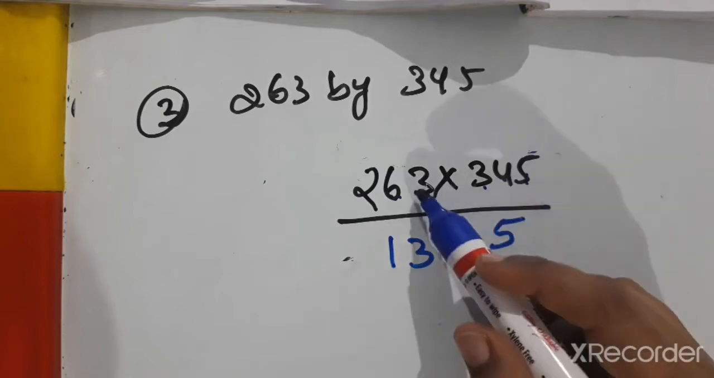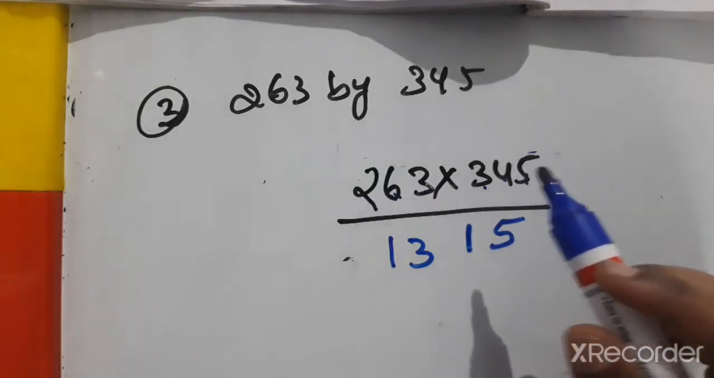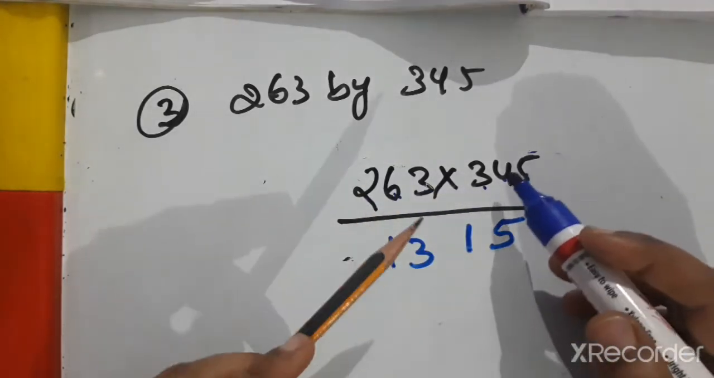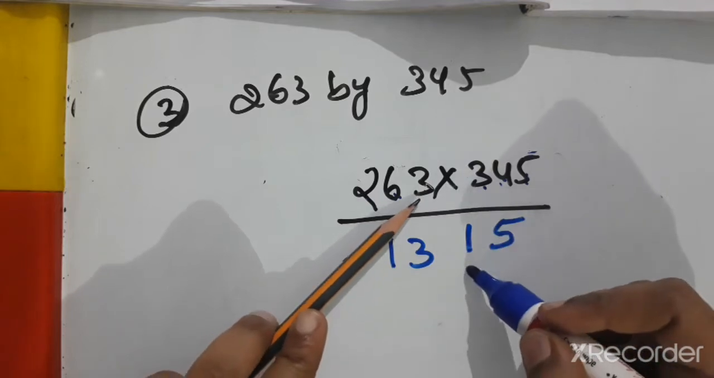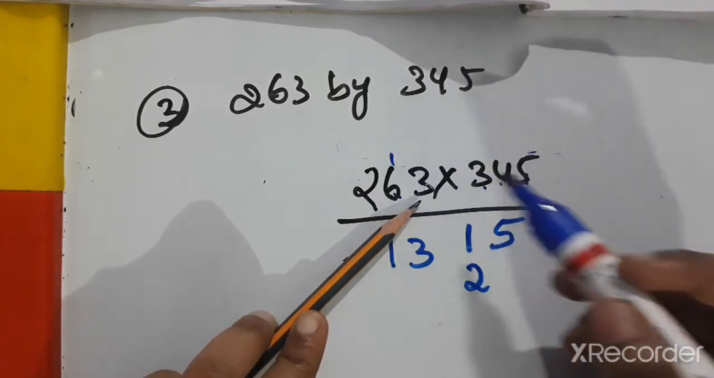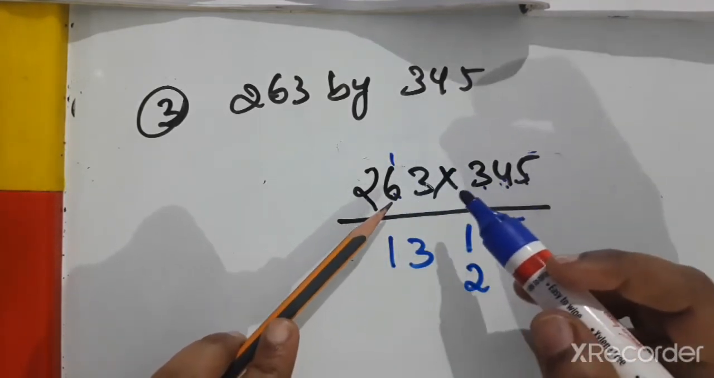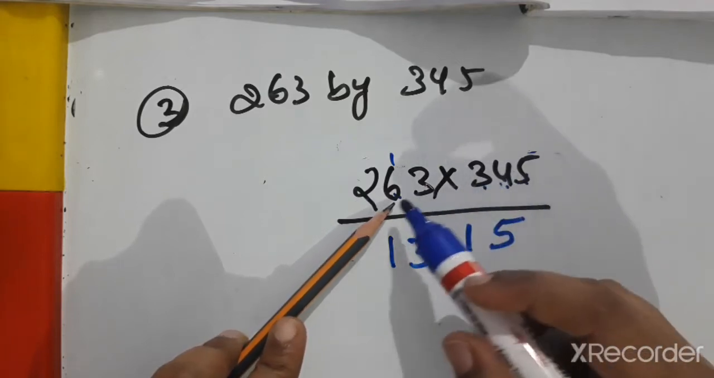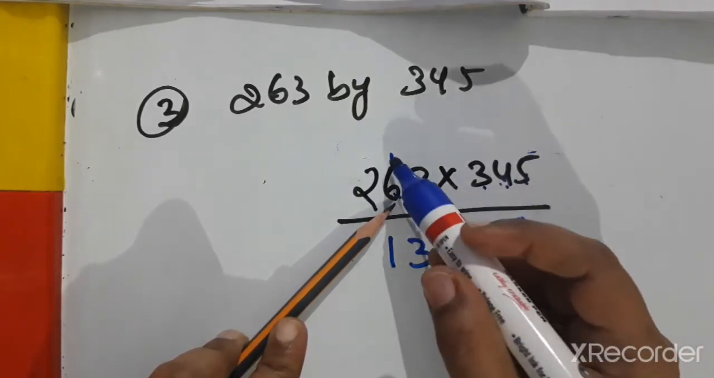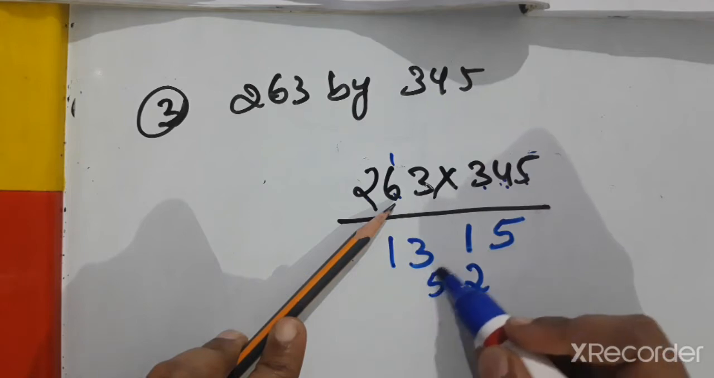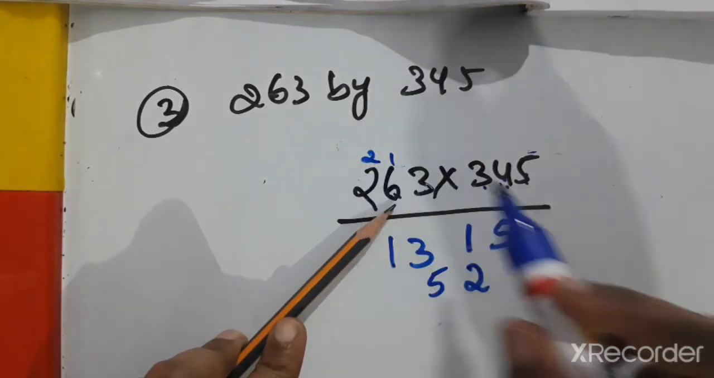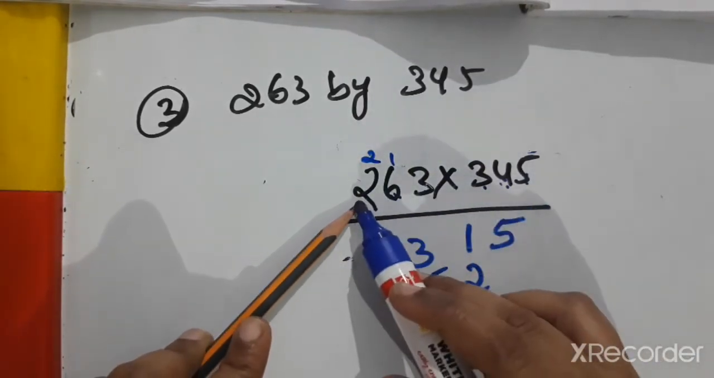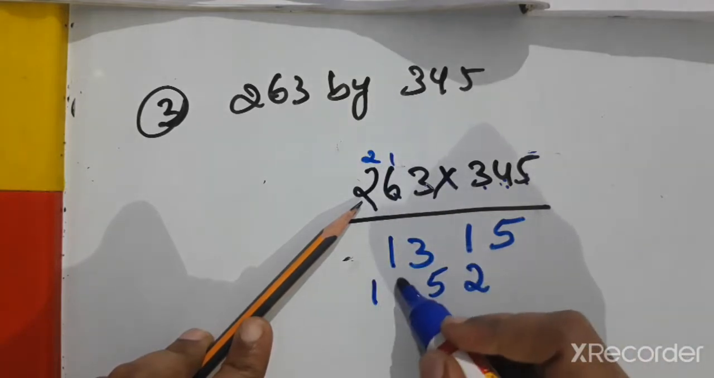Now with 4 we have to multiply each number. 4 3s are 12. 12 means 2 we have to write, 1 carry out to next place. 4 6s are 24. 24 plus 1 is 25. So 5 here, 2 carry out to next place. 4 2s are 8. 8 plus 2 is 10.